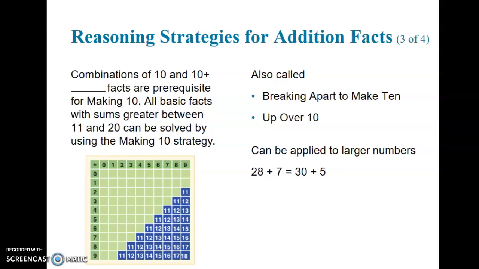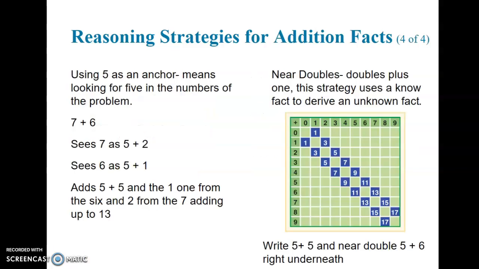To solve 6 plus 8, a student might start with the larger number 8. See that 8 is 2 away from 10, therefore take 2 away from 6 to make 10 and then add the remaining 4 to get 14. And using 5 as an anchor, 7 plus 6, the student breaks 7 down to 5 plus 2 and 6, 5 plus 1. 5 plus 5 makes 10, and then 11, 12, 13.